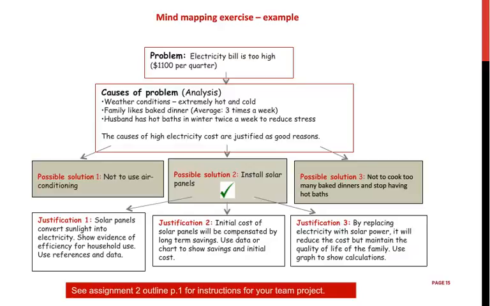In our justification 2, we talk about the initial cost of solar panels will be compensated by longer-term savings. Then we will use data or charts to show savings and initial cost. Then, as justification 3, we can say that by replacing electricity with solar power, it will reduce the cost but maintain the quality of life of the family. Then we will use graphs to show calculations to back up our justification.